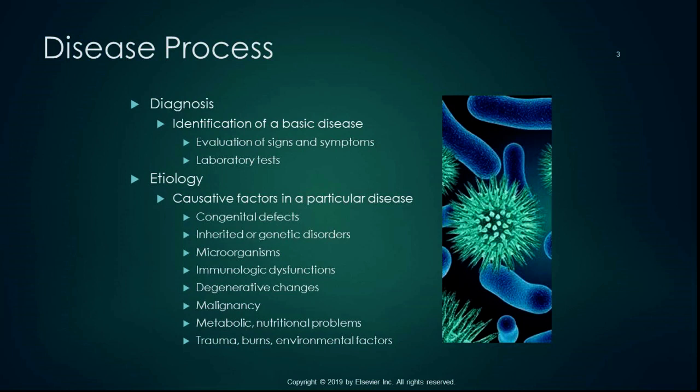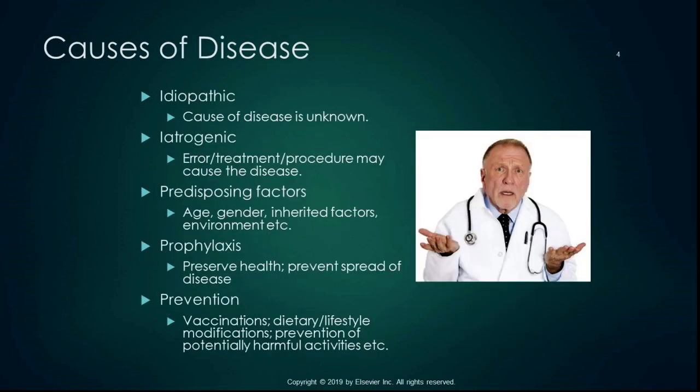Malignancy is a tumor or neoplasm, new growth. Metabolic or nutritional problems, an example of a metabolic problem might be pernicious anemia, which is a B12 issue. A B12 deficiency that's caused by the loss of intrinsic factor, which helps digest B12 or produce B12 in the digestion process. Diabetes is also a major metabolic disease process that we deal with a lot. And trauma, burns, and environmental factors can also cause disease. So those are the etiologies of disease.